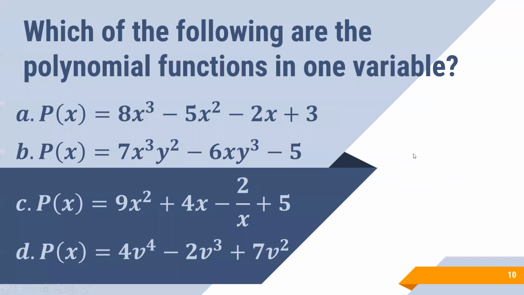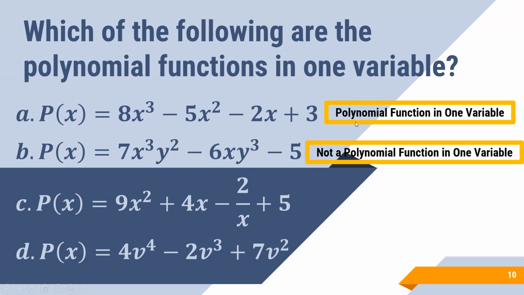Alright, so I hope it's clear. So let's try to analyze which of the following are polynomial functions in one variable. All right. So we have here P of x is equal to 8x cubed minus 5x squared minus 2x plus 3. So which of the following are polynomial functions in one variable? Of course, this is a polynomial function in one variable because we only have one variable which is x.